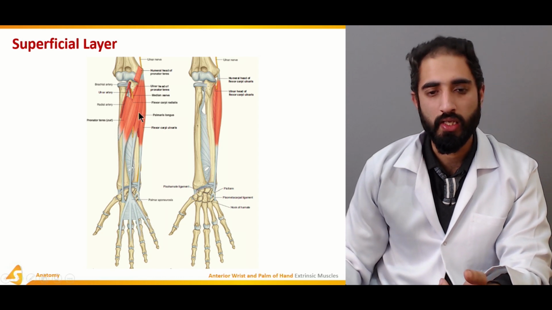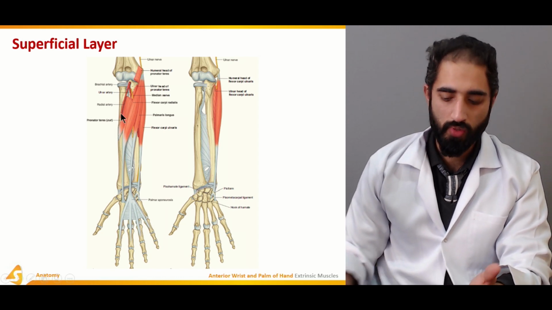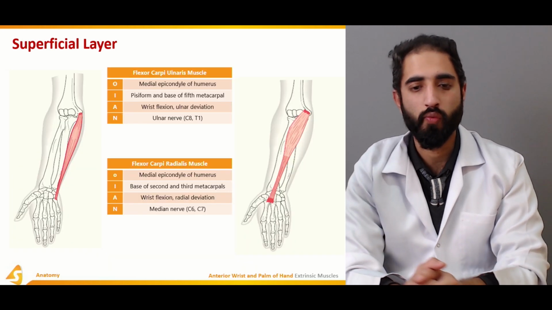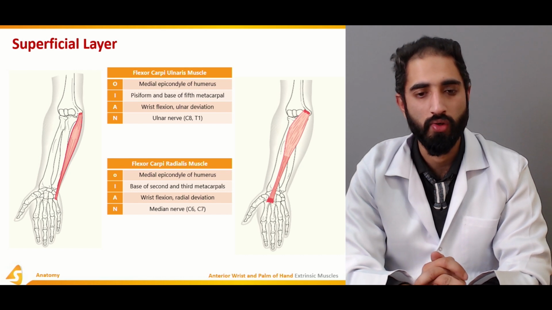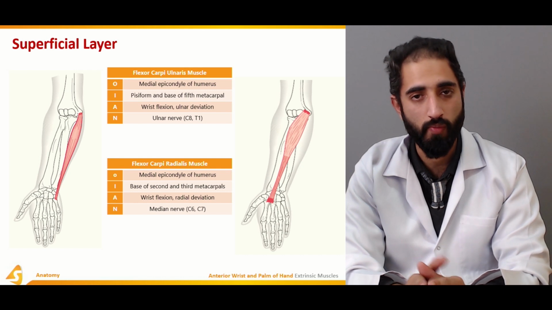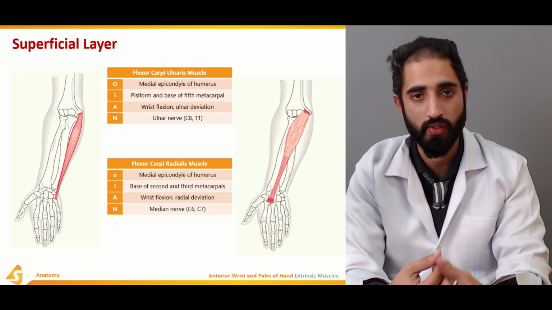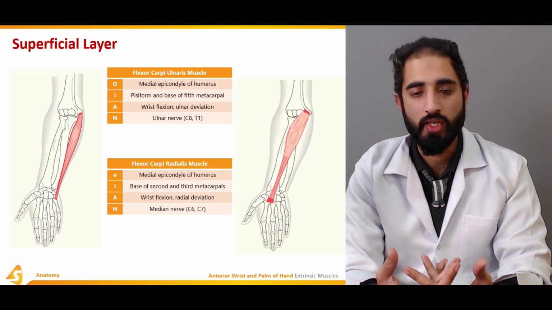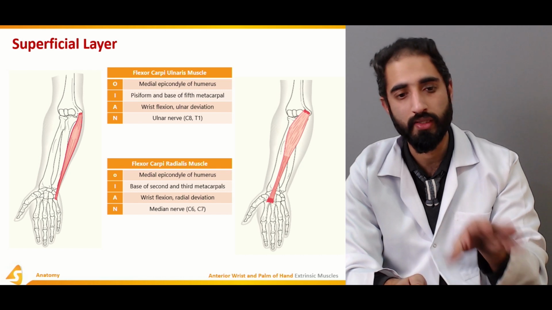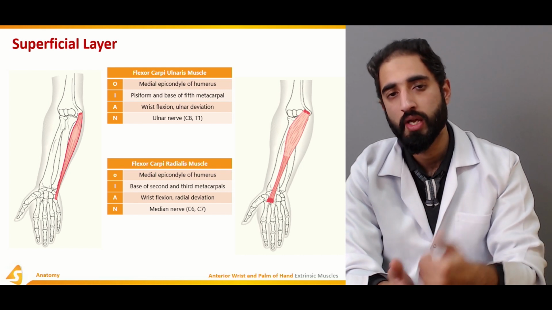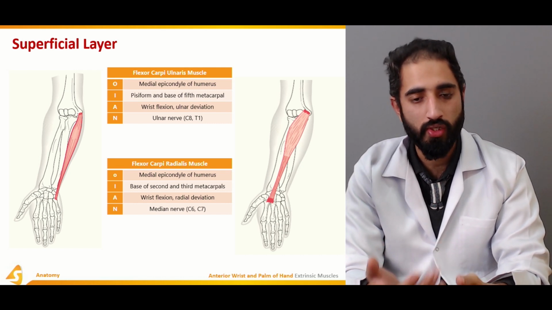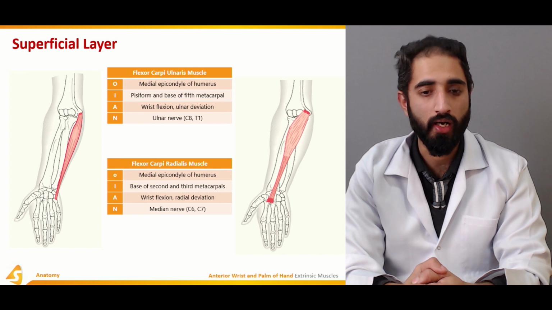So we can again see these muscles here, and we are going to take a look at them in detail one by one now. Starting off with the flexor carpi ulnaris, the origin is from the medial epicondyle of the humerus, the common flexor origin, as we already mentioned, and the insertion is to the pisiform and base of the fifth metacarpal, because this muscle is located on the medial aspect. The action is wrist flexion and ulnar deviation.